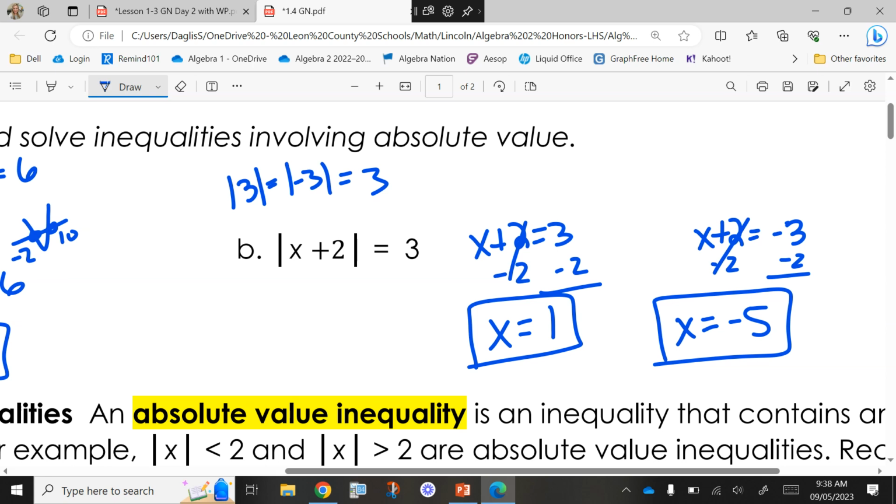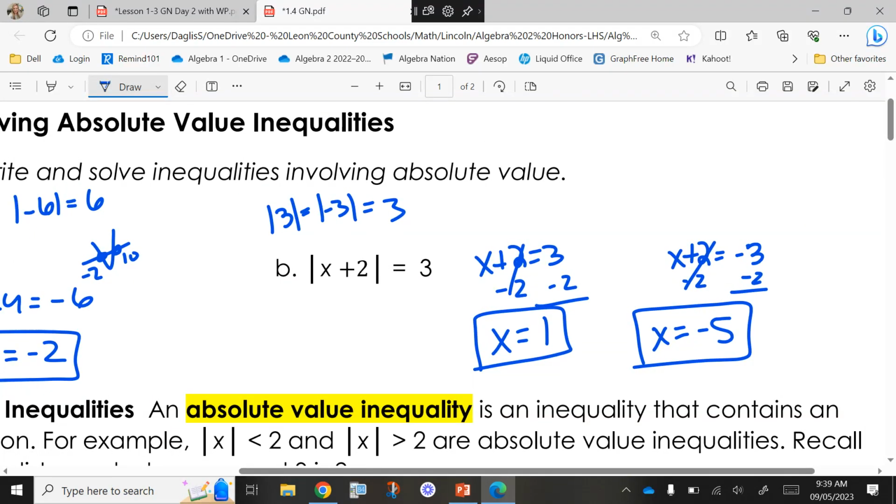Okay. So when we move on to inequalities today, we're going to have that same mindset, that we're looking for two solutions, okay? Two equations will be set up, okay? An absolute value inequality is an inequality that contains an absolute value expression. Oh, shocker. For example, yes? Would you want both x's or just one? Oh, always both. Yep, always both. For example, the absolute value of x is less than 2 and the absolute value of x is greater than 2 are absolute value inequalities.